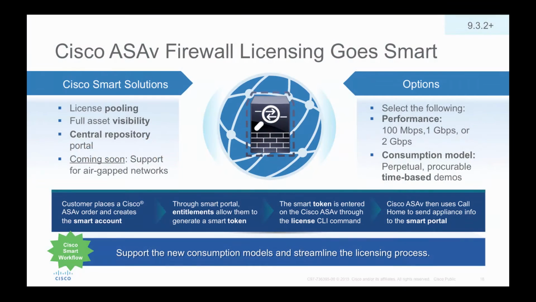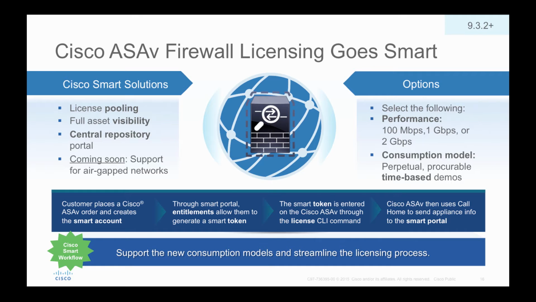So when I talk about licensing, we support smart licensing. When I say smart licensing, customers can go and purchase ASAv directly from Cisco and then create a smart account. Smart account gives you the power of creating smart tokens, and then you can use CLI and add smart tokens on your virtual appliance or physical appliance.